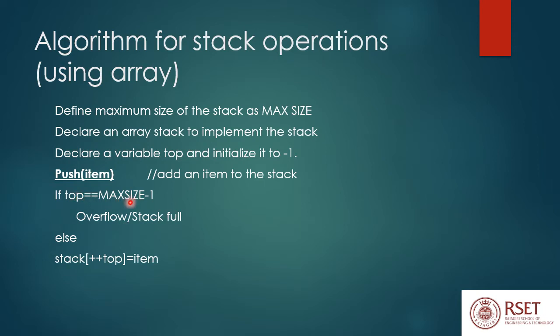Remember, our array indices start from 0 to n minus 1, where n is the maximum size of the array. So here, if top equals max size -1, that means your stack is full. Then you have to give a message that the stack is full or give an overflow message. Otherwise, you can place that item into the stack, that is into the array, and then you can increment top. So when you place the first item into the stack, the value of top will be 0, that is -1 plus 1, 0. And this goes on until your stack is full.